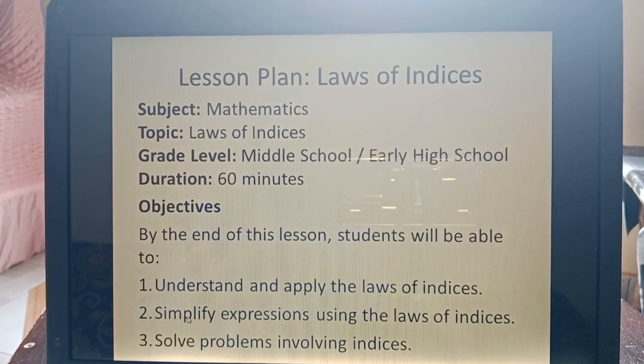Let's now go to the lesson plan for the rows of indices. So, of course, you have the subtopics, you have subject is mathematics, topic is rows of indices, grade level is middle school or early high school, and the duration is just about 60 minutes.